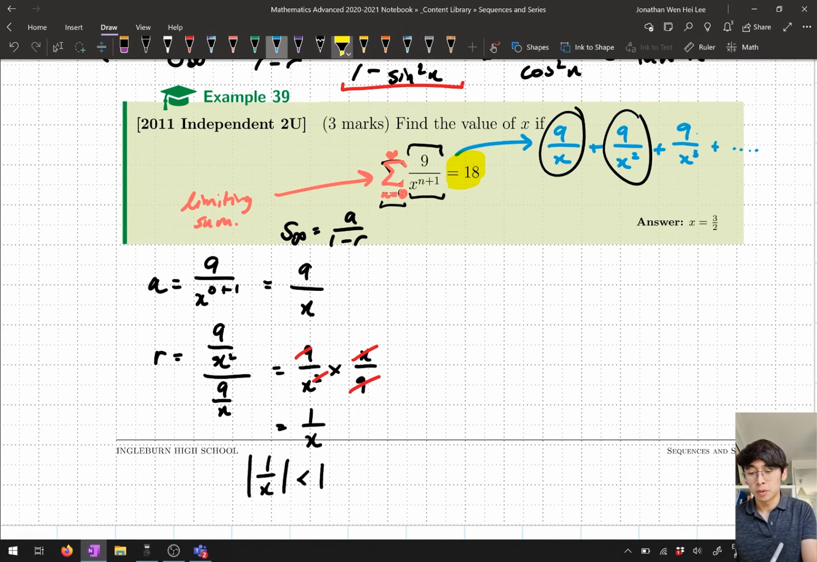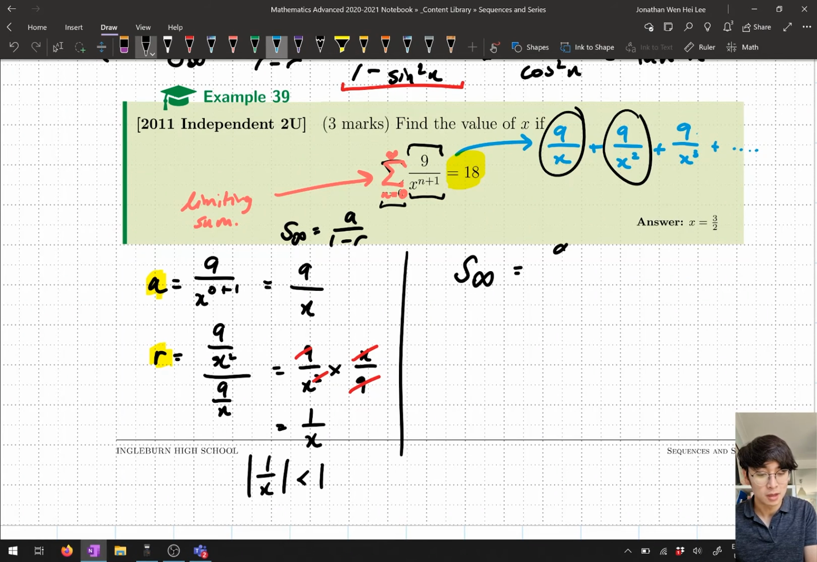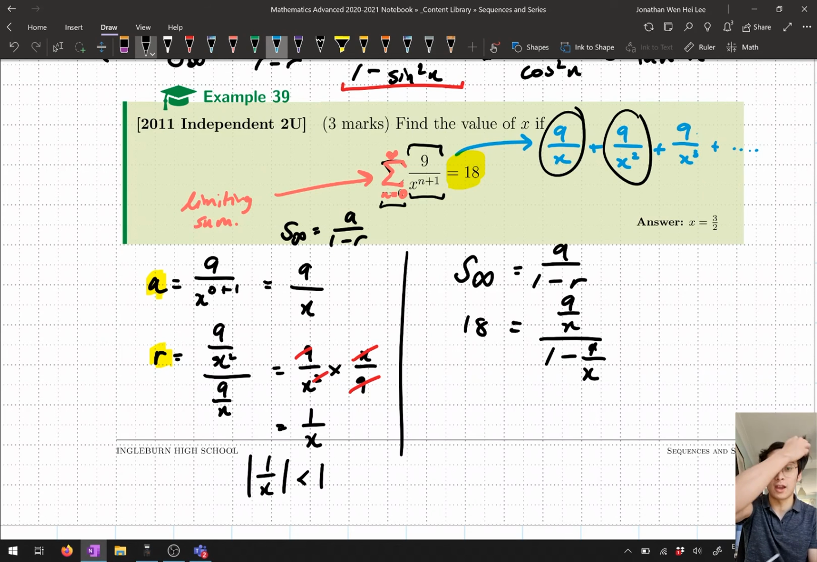So what I can do is put my value of a and r into my limiting sum formula and solve it being equal to 18. So the limiting sum formula was S infinity, the limiting sum, is equal to a over 1 minus r. From the question, they tell me that the limiting sum is equal to 18. And so that's going to be equal to a, 9 over x, over 1 minus 1 over x, which is our common ratio that we just found.